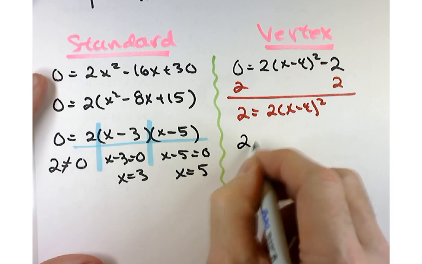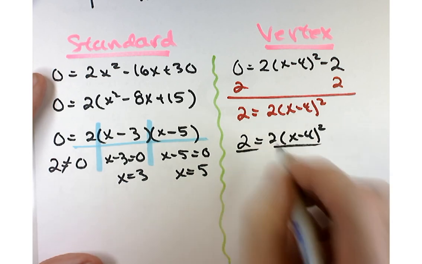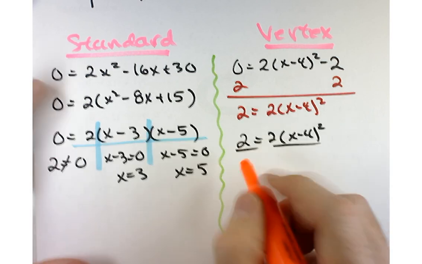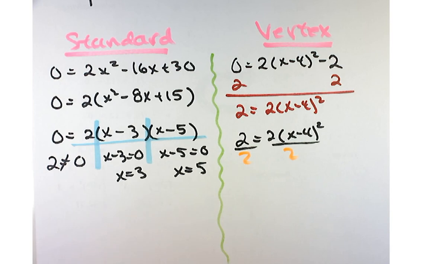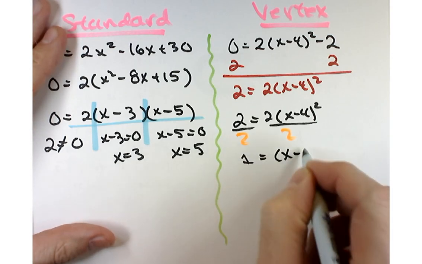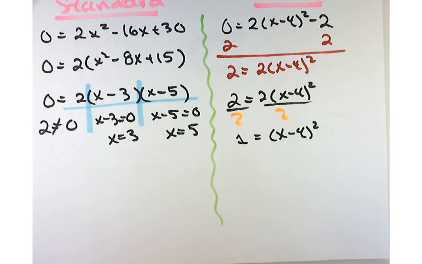If I take this and divide everything by 2, let's see here, we'll use orange for some variety. Then this is looking a little bit better. I get 1 equals x minus 4 squared. Great. Thanks, Nick. This is not a bad place to be. How can I solve from here? What would you suggest I do?